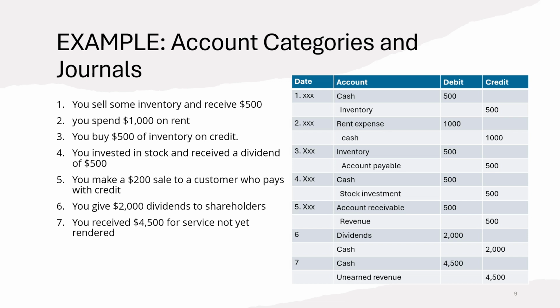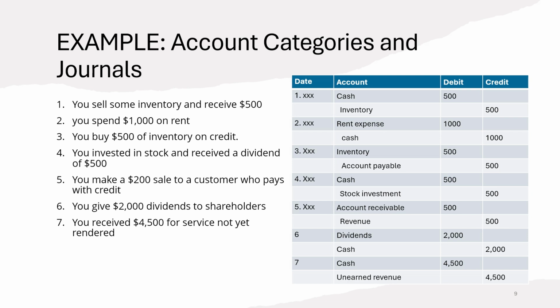So we can look. The first one is selling inventory for $500. It's a cash sale. Journal entry should be cash on debit side, inventory on credit side. The second one, paying $1,000 for rent, the journal entry would have rent expense 1,000 and cash 1,000.